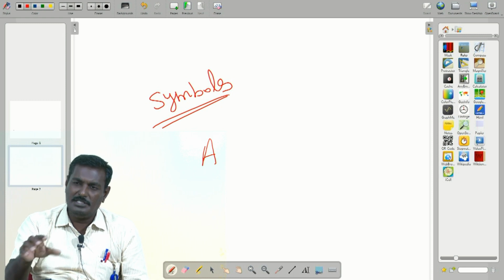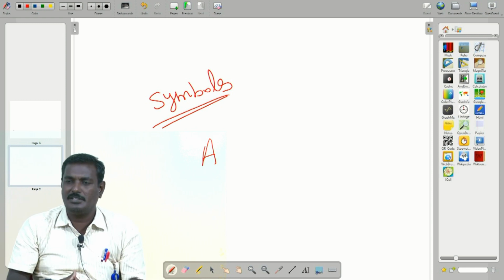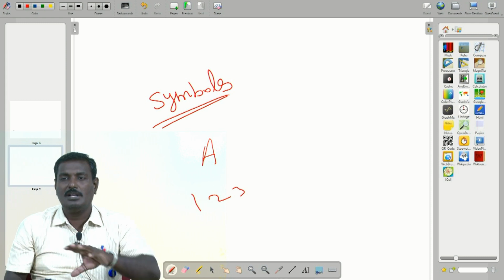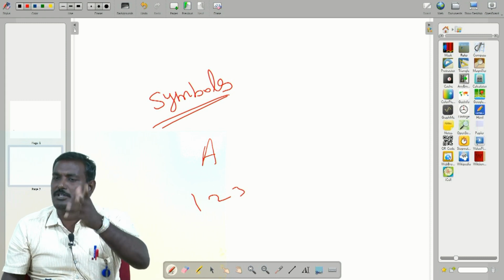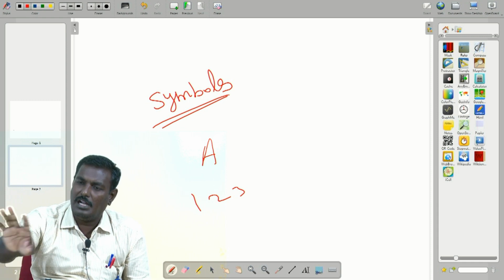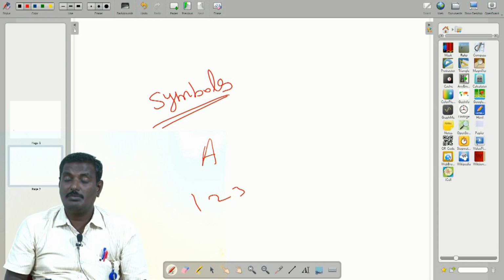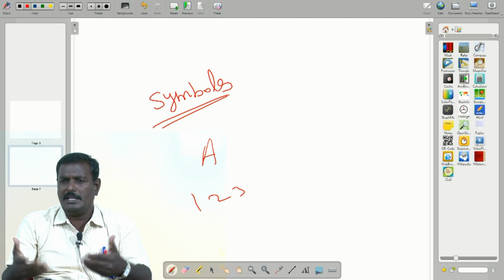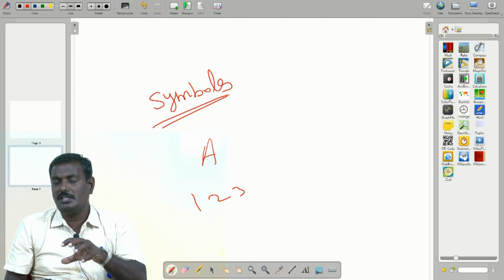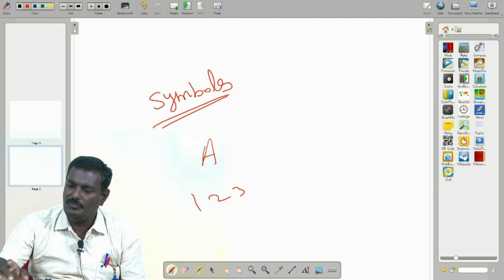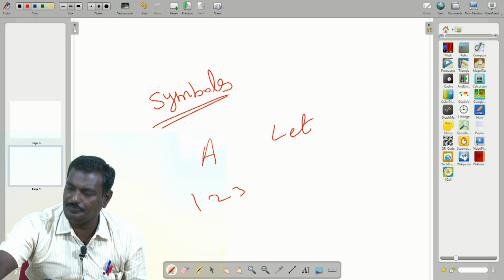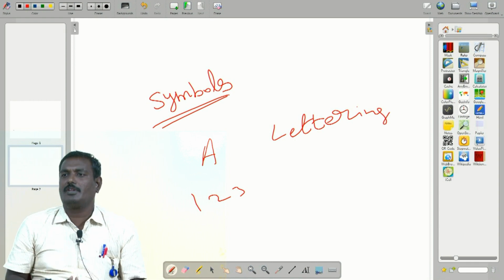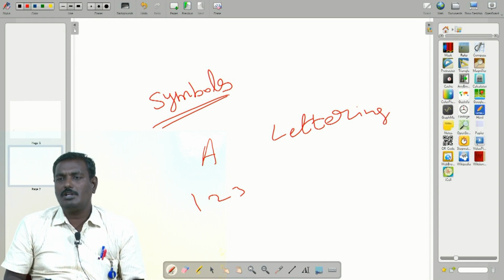These symbols are grouped under alphabets. Say numbers 1, 2, 3, these symbols are grouped under numbers. These are alphabets, but we have to learn about the symbols. What symbols are present? Any kind of symbols you have to take. That we call lettering.